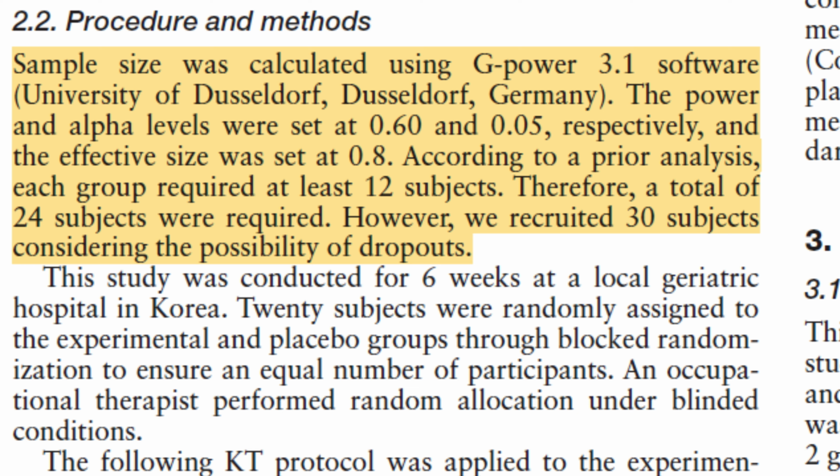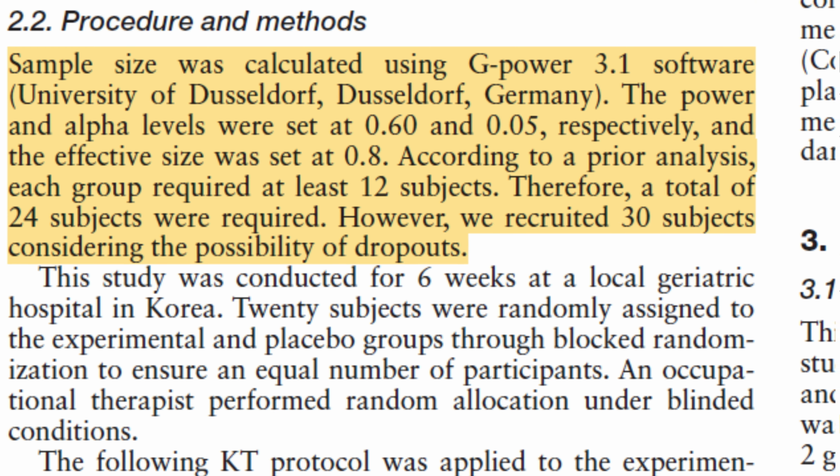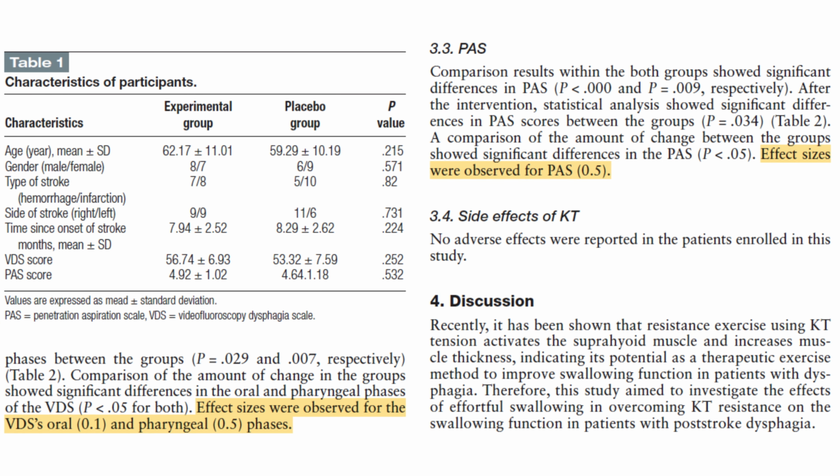The value of 0.8 for the effect size is considered large when identifying treatment effects for groups using Cohen's d. A higher effect size increases the chance of a type 2 error, means fewer participants need to be recruited, and any significant result that is found, as above, is likely to overestimate the true effect size and lead to unreliable conclusions as a result. On page 3, the authors reported 3 effect sizes between the experimental group and placebo groups. 0.1 for the oral stage of the video fluoroscopy dysphagia scale, 0.5 for the pharyngeal stage, and 0.5 for the penetration aspiration scale. These are considered small to medium effect sizes, which demonstrates the original effect size of 0.8 was set inappropriately high.